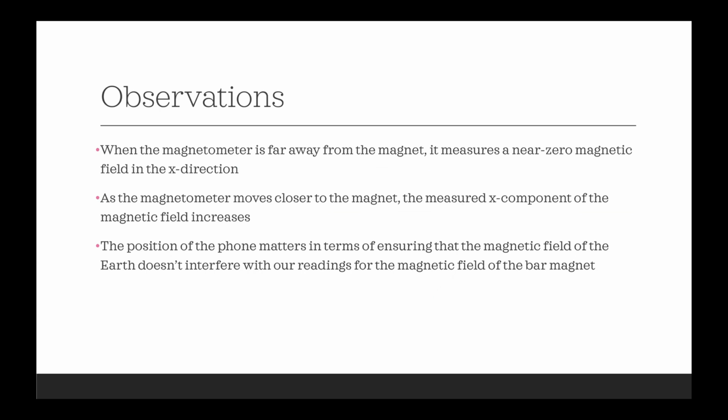Some observations I made in this experiment are that when the magnetometer is far away from the magnet, it measures a near zero magnetic field in the x direction. Also, as the magnetometer moves closer to the magnet, the measured x component of the magnetic field increases. This suggests that distance shares an inversely proportional relationship with the magnetic field. Also, the position of the phone matters in ensuring that the magnetic field of the Earth does not interfere with our readings of the magnetic field of the bar magnet.